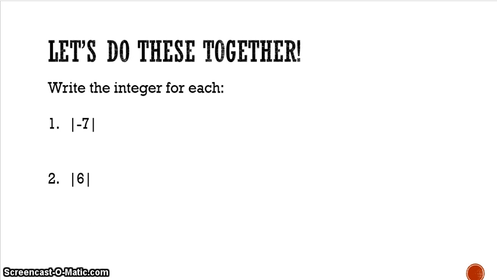Let's do these together now. Last couple examples. So we're going to get our absolute values into just simple integer form. Now remember, absolute value just means distance to 0. So how far away from 0 is -7? Distance cannot be negative, so it has to be positive. So it's just 7 units away. The absolute value of 6, again, just distance to 0. Distance cannot be negative. So the distance from 6 to 0 is just 6.